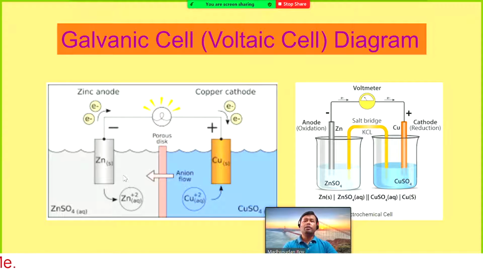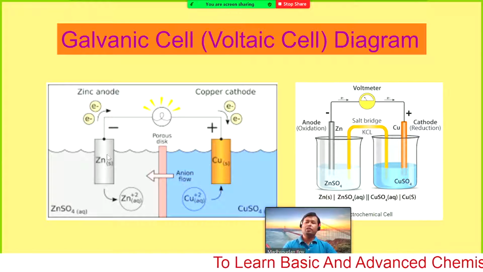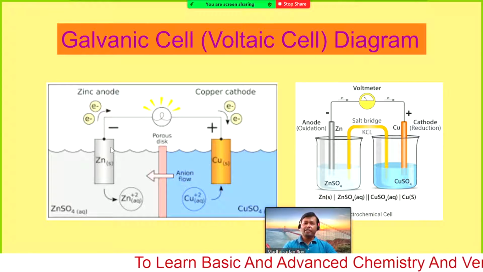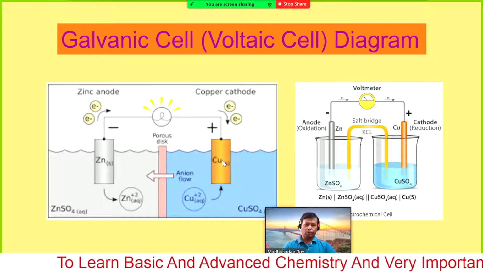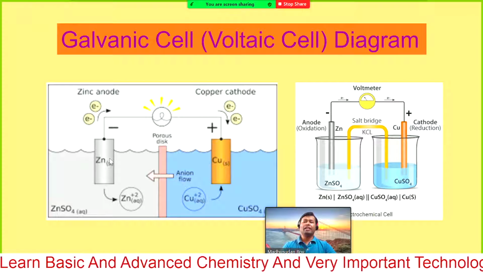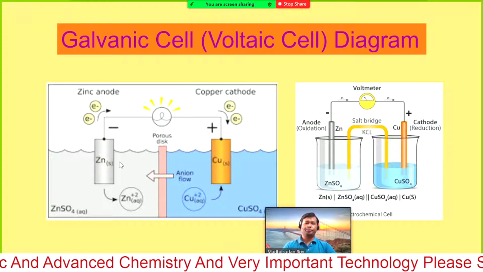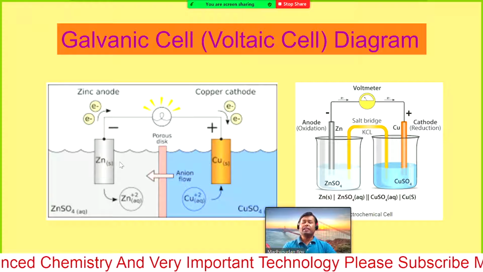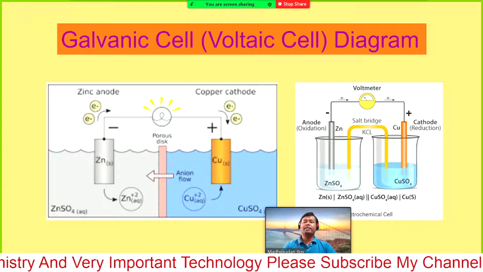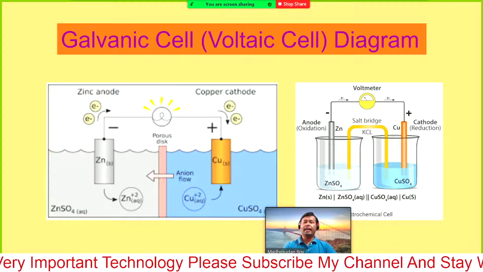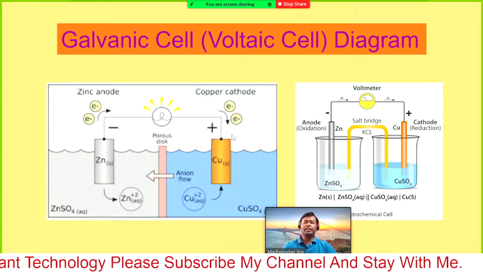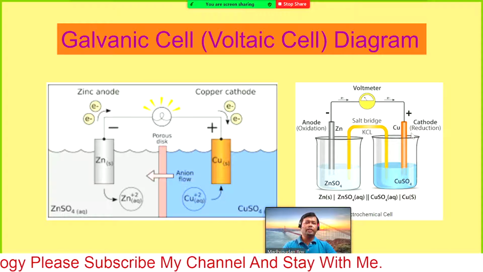And what do we call each electrode? This is one electrode, this is another electrode. We have two different types of electrode, one known as the anode and the other known as the cathode. So how can we define anode and cathode? Does anyone have an idea how we can define the anode and cathode? I have mentioned that this one is the anode and this one is the cathode.